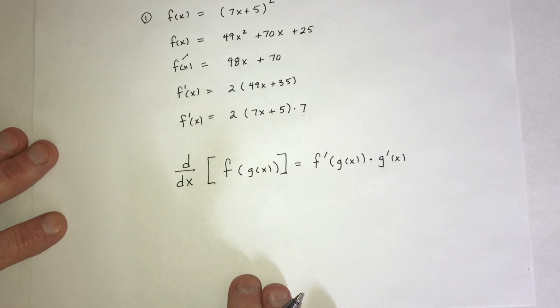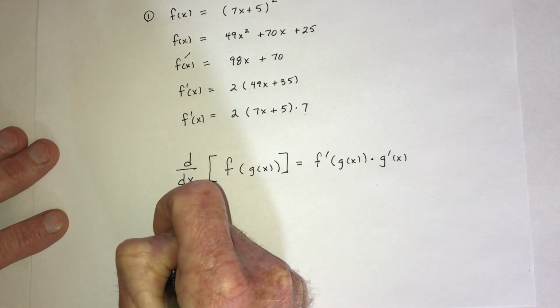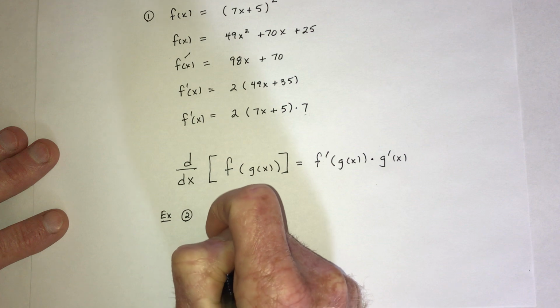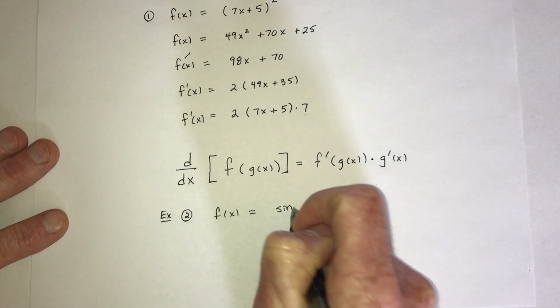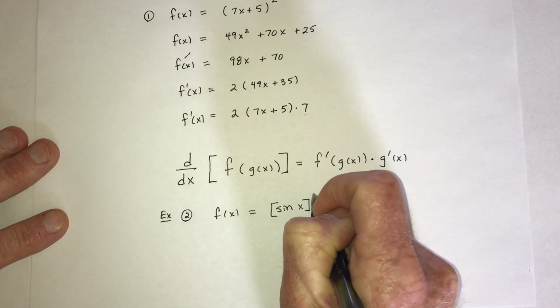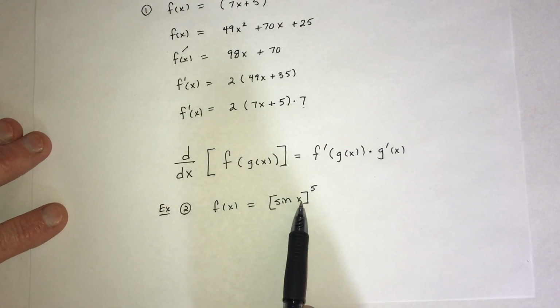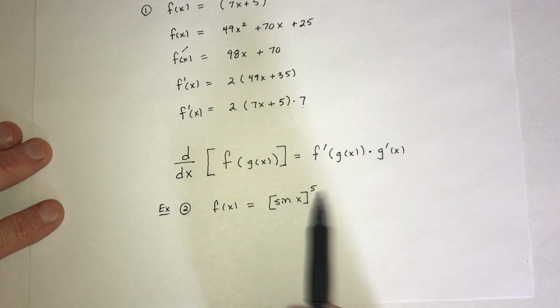So for example number 2, let's not do it the long way, let's do it using the chain rule. So how about if it was, the function is going to be sine x, raised to the 5th power. So the sine x is the inside function, then raise it to the 5th power, that's the outside one. So that's where you start.